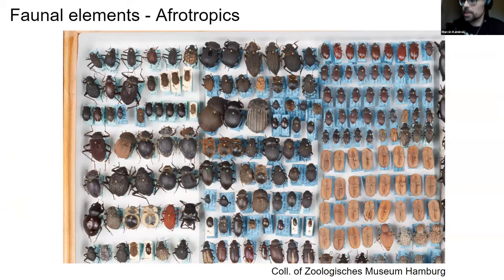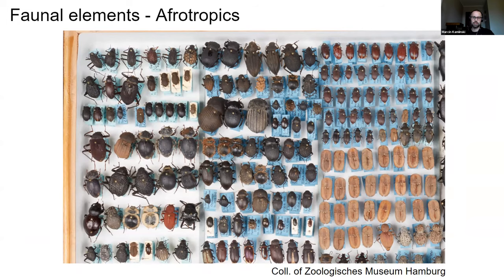Now we can have a look at the random drawer, I guess, that one of my colleagues sent me, this from the Museum of Hamburg. And this is mostly Afrotropical material, and we can verify if we can see any of the groups that I was telling you about.